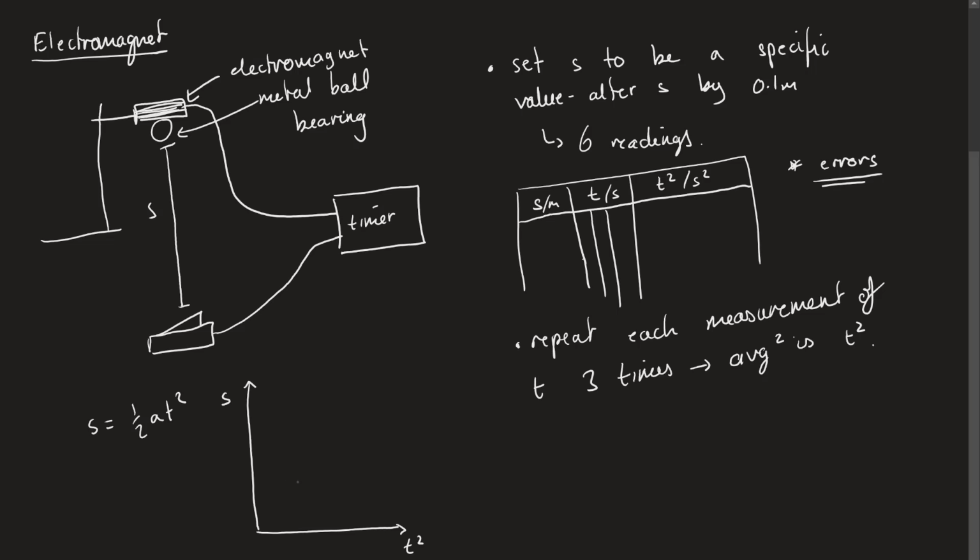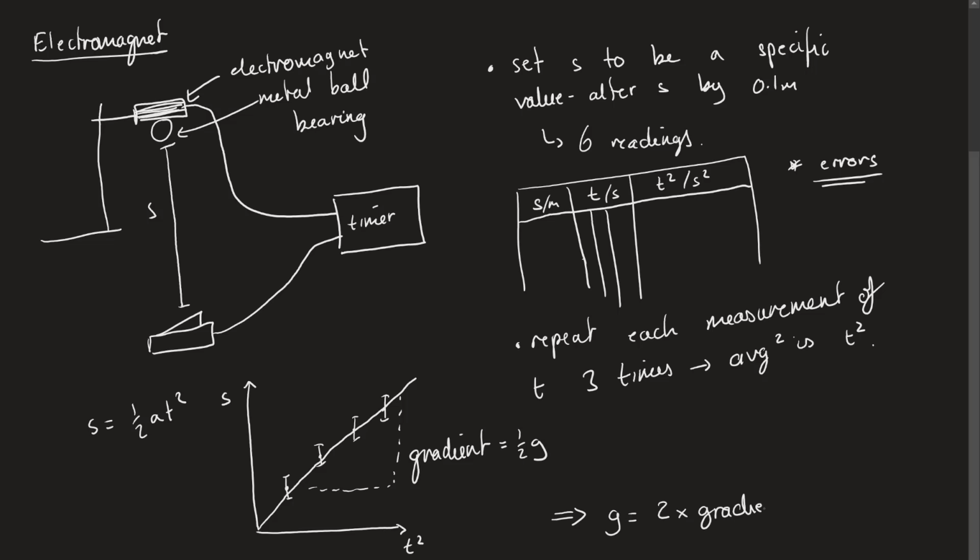Now, when you plot all of these points, you're going to plot them with some error bars, and hopefully you're going to come up with a graph that will pass through 0, so that you can pass through all of these error bars. And the gradient of this graph will be equal to a half G. Okay, therefore your value for G is actually 2 times the gradient of the graph.